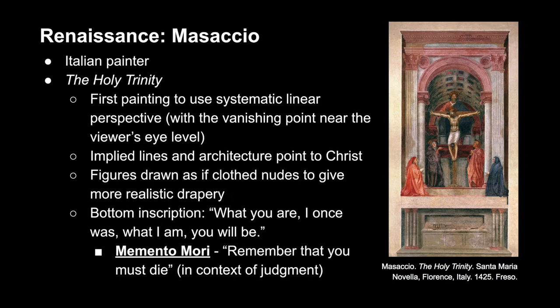So this piece was created by Masaccio, who was an Italian painter. Again, it's titled The Holy Trinity, and it's actually the first painting to use systemic linear perspective, with the vanishing point being kind of at the bottom of the cross, near where the viewer's eye level would be. Following both the sight lines of the figures and the architecture, there's a lot of implied lines pointing at the Trinity. This painting also has the figures drawn as if they were clothed nudes, so the drapery really realistically looks like it's hanging off of forms instead of just being flat drapery. At the bottom of this piece is the inscription, "What you are, I once was, what I am, you will be."